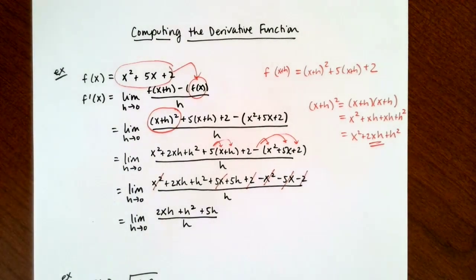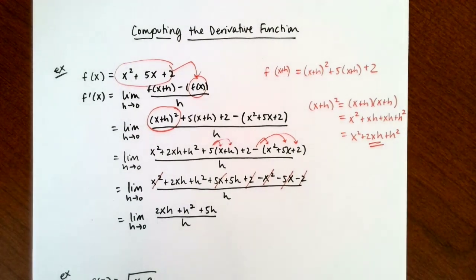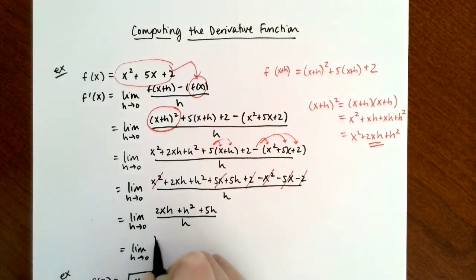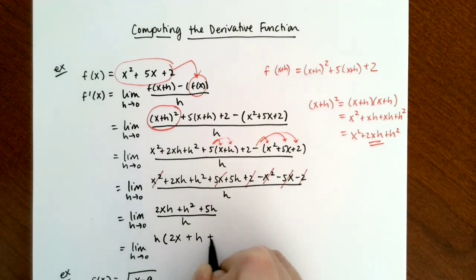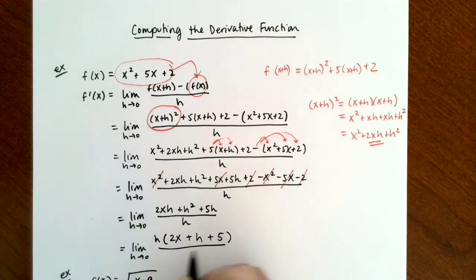And I can kind of see that I'm able to do the h over h cancellation because all three of these terms have an h they could give. You can cancel this all in one step if you like, or you can factor the h out of the numerator and then do your h over h cancellation. Either way should work. I'll factor it out. So if I pull the h out in my numerator, the first term is 2x, the second is just 1h now, and the last is 5.